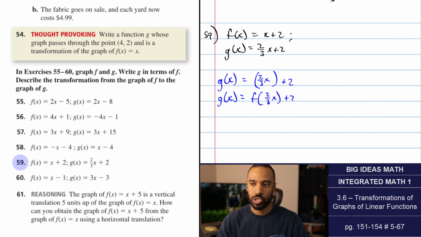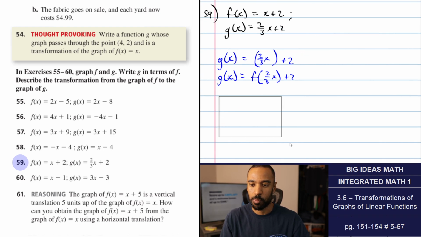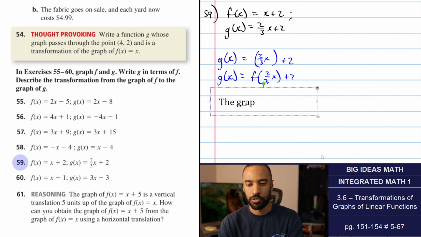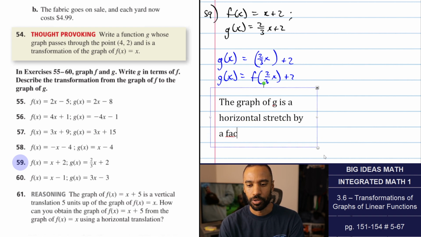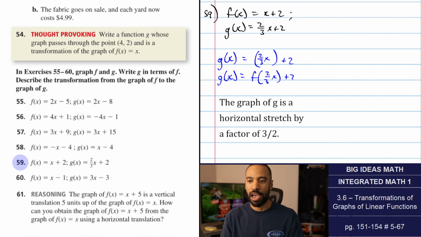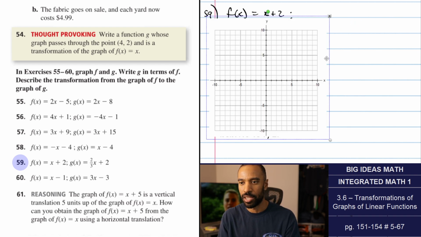Now to us, we see a 2/3 inside there. We say, hey, cool, horizontal shrink by a factor of 2/3. No, it's horizontal, but it's a stretch. This is a horizontal stretch by a factor of 3/2. The graph of g is a horizontal stretch by a factor of 3/2. We need to keep the y-intercept the same. But the factor of 3/2 means every x value is 1.5 times bigger than it previously was.